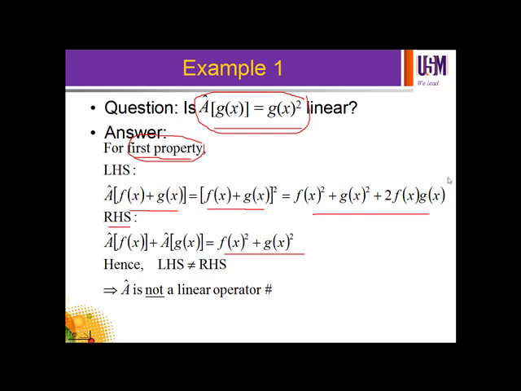So the left hand side is not equal to the right hand side. This proves that this operator relationship is not linear because it does not fulfill the first requirement, the first property of linear operators. Hence left hand side is not equal to right hand side, so you can conclude that operator A is not a linear operator.